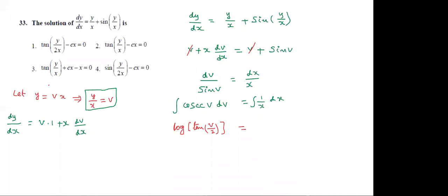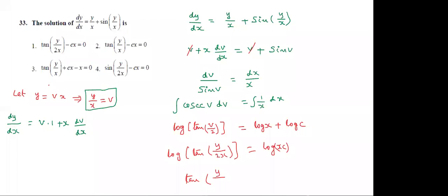that is equal to right hand side, integration 1 by x dx is log x plus take the constant log c. Now logarithm of tan, what is v, students? Y by x now. So tan of y by 2x is equal to right hand side log a plus log b, so we can write log ab. In both the sides logarithm is there. Eliminate that. Remaining is tan of y by 2x is equal to cx or xc.